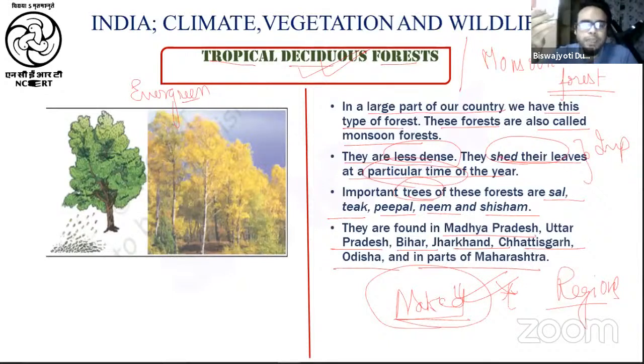Then we have your tropical deciduous forest, where we have seen that the trees have a particular season where they shed their leaves, right? So therefore it appears to be naked, right? And why does it shed its leaf? It sheds its leaf in the dry season because it wants to conserve moisture, right? So that is the reason why plants or trees shed their leaves, right? And these are found in the states of MP, UP, Bihar, Jharkhand, etc. And your examples would include your sal, teak, peepal, neem, and sisam, right?